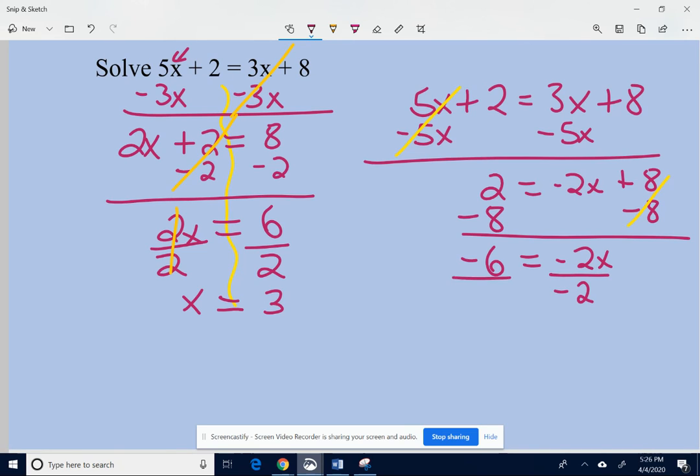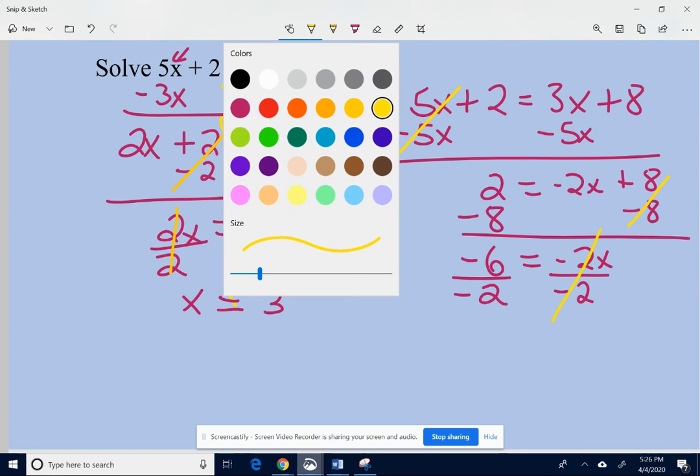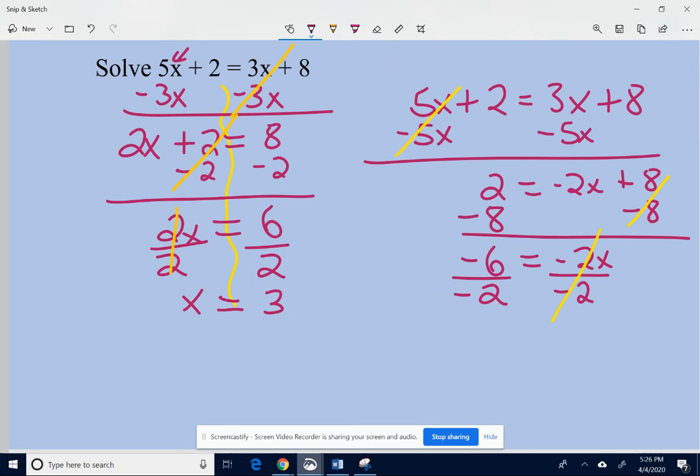Get rid of the multiplied negative 2 by dividing by -2. And that will leave you with -6 divided by -2. The signs are the same, so it's +3 equals x. Okay, same answer.